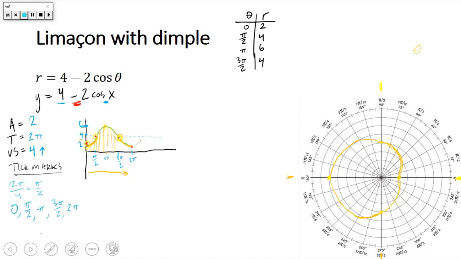And if you wanted to get more detail about what was happening to this, you would just plug in some more points, get real good values, plot them, and connect the dots in a more accurate way. But this looks kind of like a circle that got punched in on the side. It has this little dimple in it, and that's what the graph of this should look like. Alright, the next one we're going to do is the last kind of Limaçon. That's a Limaçon with an inner loop.